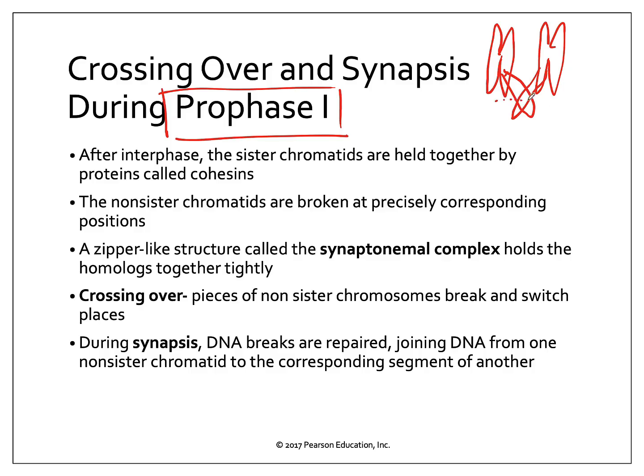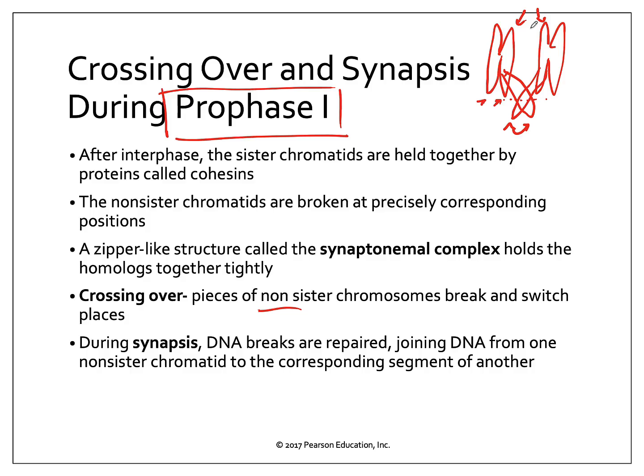And then a little portion of those is cut off, and they actually switch pieces. So the non-sister chromatids, those are the ones in the center next to each other. Non-sister means that we've got one from mom and one from dad. These are sister chromatids. Those are not exchanging because those are exact clones of each other. What we're doing here is we're creating some genetic diversity.